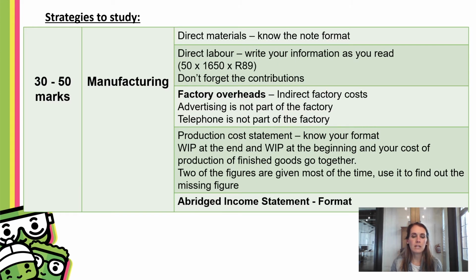If you read 50 workers and they work 1,650 hours at 89 Rand, already write it down for yourself. Otherwise, you're going to forget and it gets confusing later on. Don't forget the contributions. That must be added as part of direct labor. Then when we get to factory overheads, the indirect cost is very important. I personally always forget them. So when I need to do a factory overheads note, I always start with indirect material and indirect labor first before I add anything else.